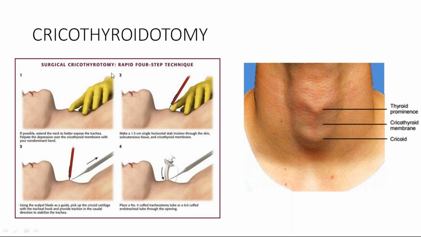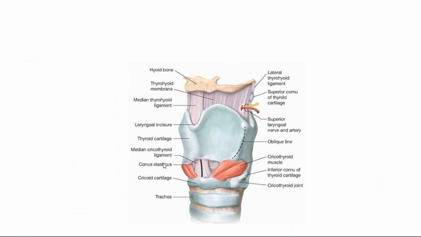These are the pictures showing the cricothyroidotomy. You can see on the skin the marked thyroid prominence and the cricoid prominence, and in between these two there is a small depression which is called the cricothyroid membrane. It is the place where we have to go for cricothyroidotomy. This is the procedure: a small 1.5 centimeter single horizontal stab incision, and we can go directly for tracheostomy tube placement. But a small size tracheostomy tube should be used in the case of cricothyroidotomy. This is the cricothyroid area.